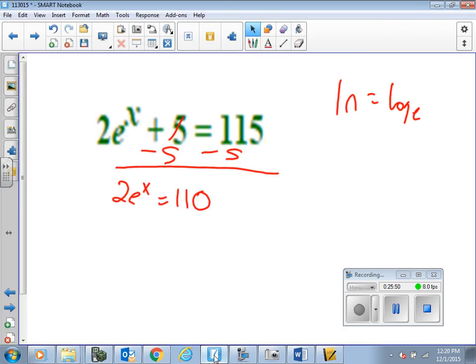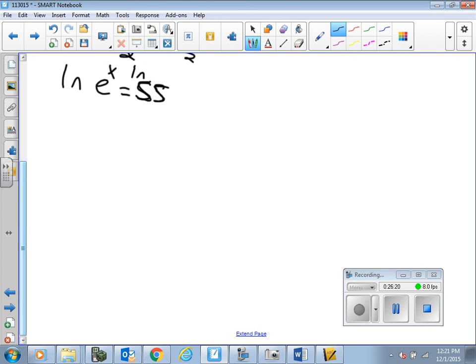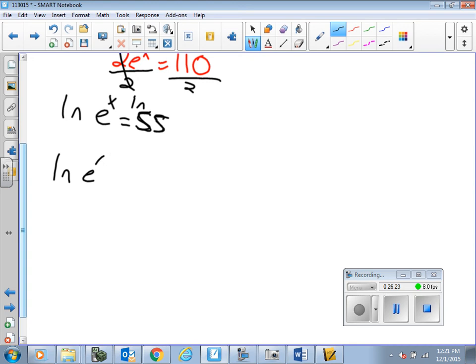All right, so going back to our problem, we want to divide both sides by this 2, right? Because the e is being raised to the x power, but not the 2. So we're going to have e to the x equals 55. And now we want to take the natural log. You could do log base 10 on both sides, but the natural log is going to be easy, and I'll show you why. We take the natural log of both sides. We have natural log of e to the x equals the natural log of 55.